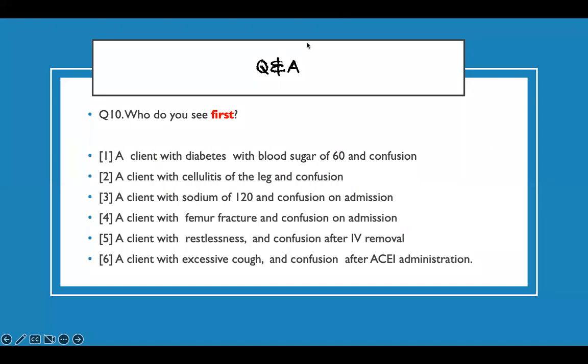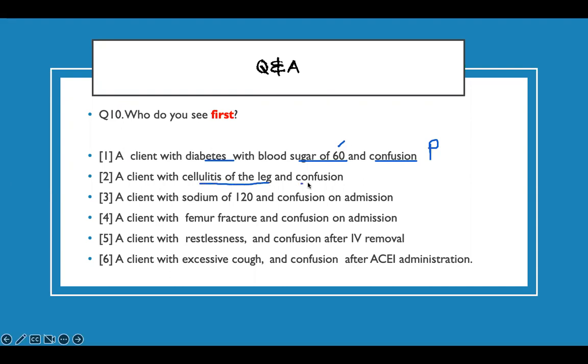Number 10. We're almost done. A client with diabetes with blood sugar of 60 and confusion. Okay. So we have a confused patient. His sugar is low, B-sharp movement. Therefore, this is my priority. Confusion, sugar is low, it's a B-sharp. I'm taking it right now. Then we have to look at the rest.